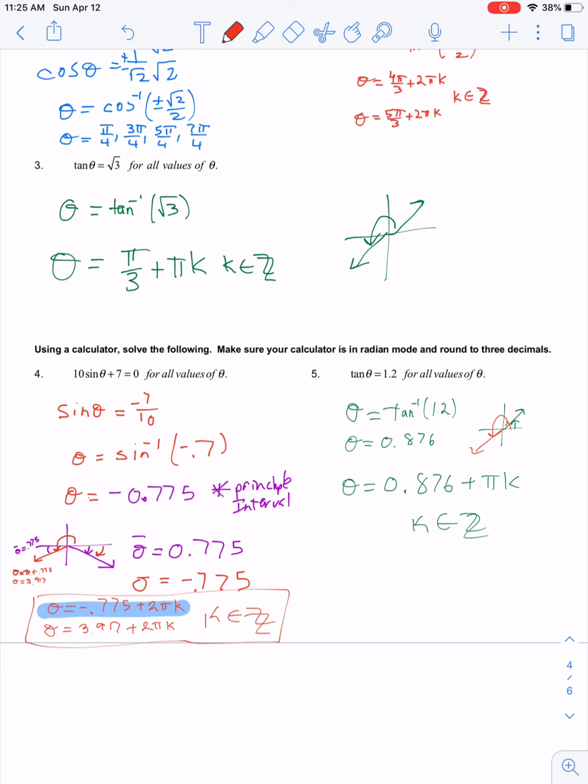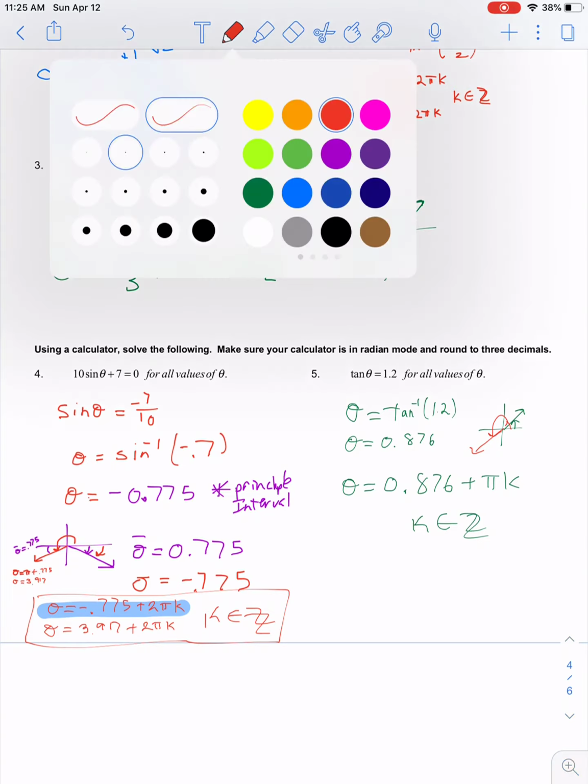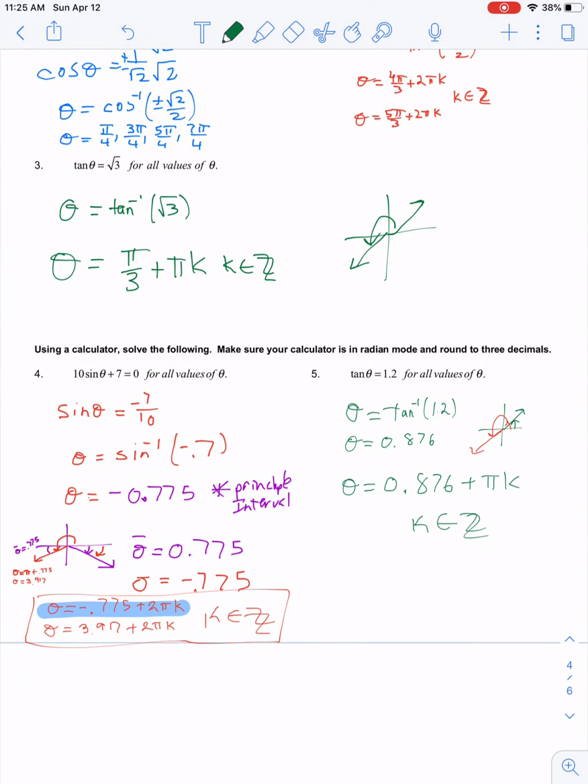Problem 5, is it okay to have a tangent that's more than 1? Yes, because if I draw the graph, the range is all reals for tangent, so I can have a tangent of 1.2. I go ahead and use my calculator to solve this. I get an angle of 0.876 that would have a tangent of 1.2. And then I just have to add pi to get the angle that has the same reference in quadrant 3. And then I would just keep adding pi to represent all the angles that have a tangent of 1.2.